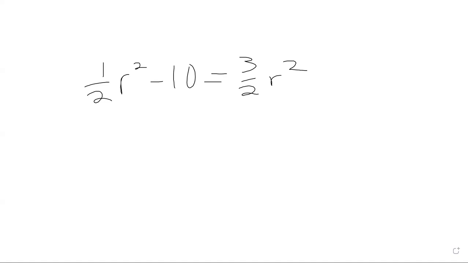Let's get the r squareds on the same side of the equation. I'm going to choose to subtract half r squared from this side and subtract it from this side. So this is now gone. I've got negative 10 equals 3 halves take away 1 half. Well, remember 3 halves is the same thing as 1 1/2.